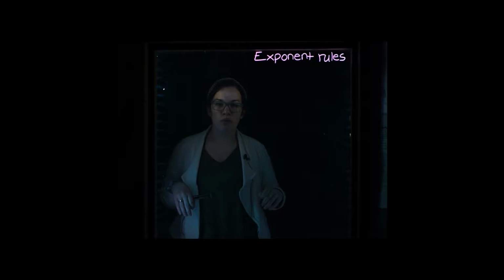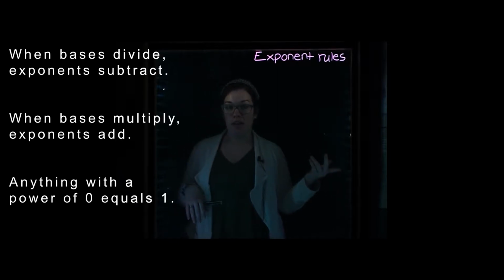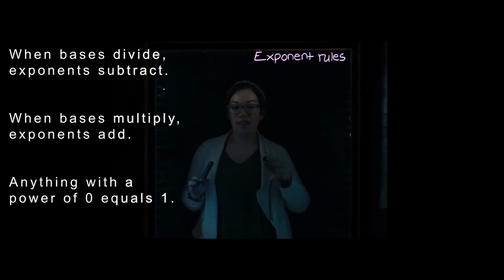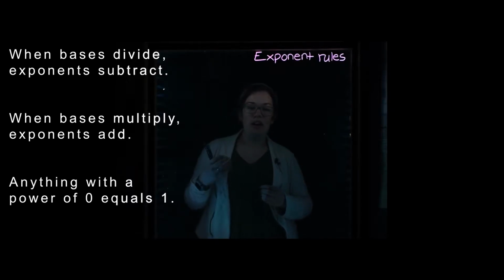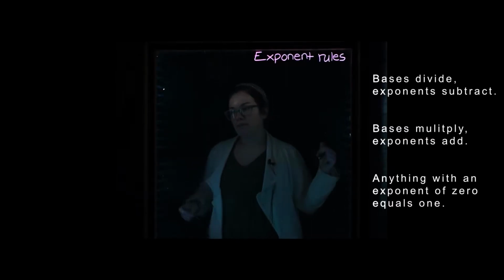So the exponent rules we will look at, I have on the side of the video. When your bases that are the same divide, your exponents will subtract. When your bases that are the same multiply, your exponents will add. Also, if you have anything with an exponent of 0, it automatically equals 1. Let's go ahead and look at some examples.